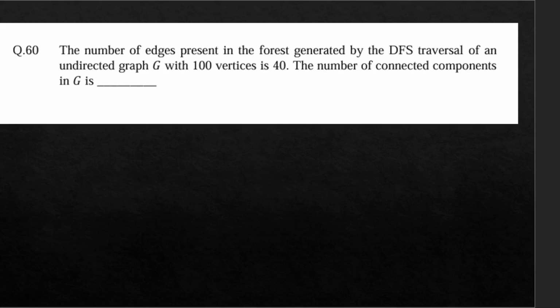Okay, so let's try to solve this question. Solution. The number of edges present in the forest generated by DFS traversal of an undirected graph G with 100 vertices is 40. The number of connected components of G is?